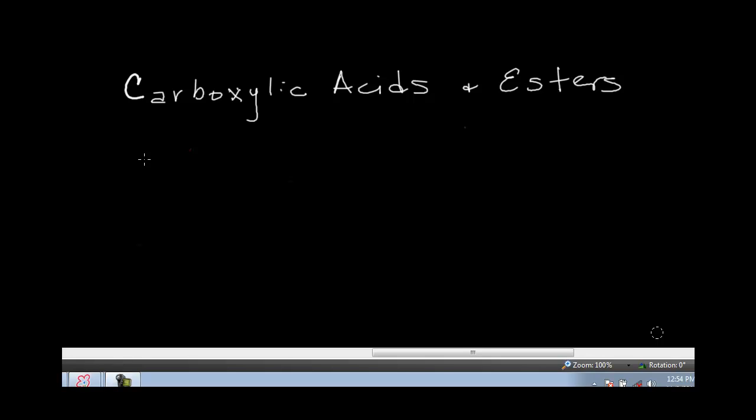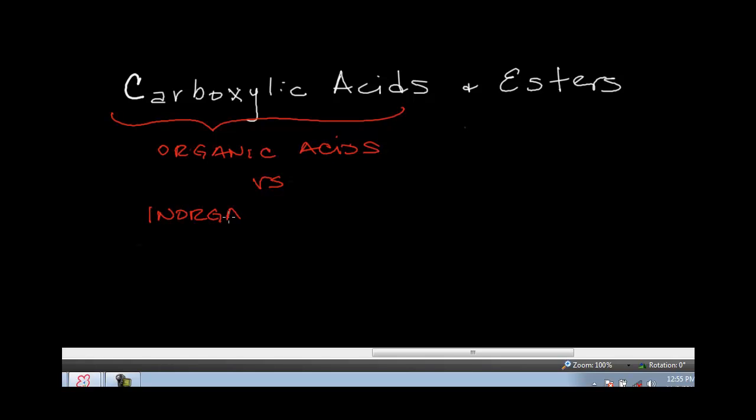In order for us to remember what an acid was, I am going to bring you back through memory lane and differentiate an organic acid from an inorganic acid. Carboxylic acids are organic acids, as opposed to an inorganic acid. What do you think the difference between these are? Exactly, the presence of carbons.